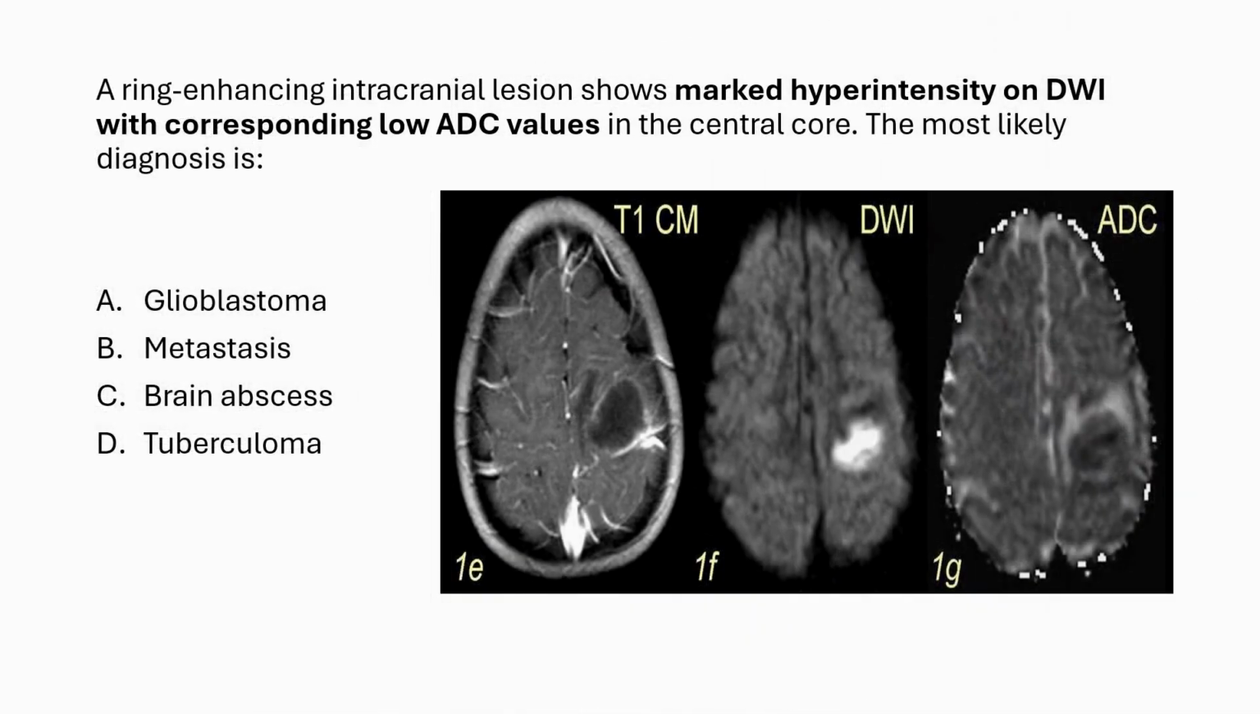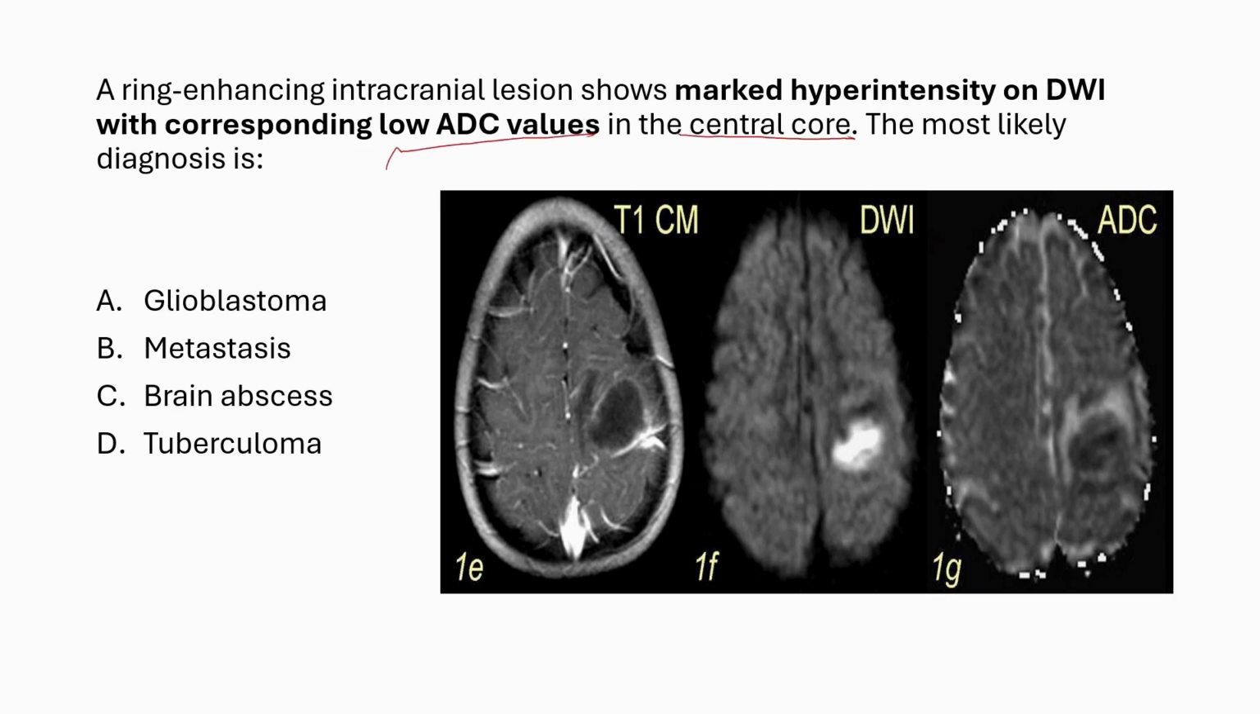Let's begin with the first question: a ring enhancing intracranial lesion shows marked hyperintensity on DWI with corresponding low ADC values in the central core. The most likely diagnosis is? So in the given question the clue is central core and low ADC value.